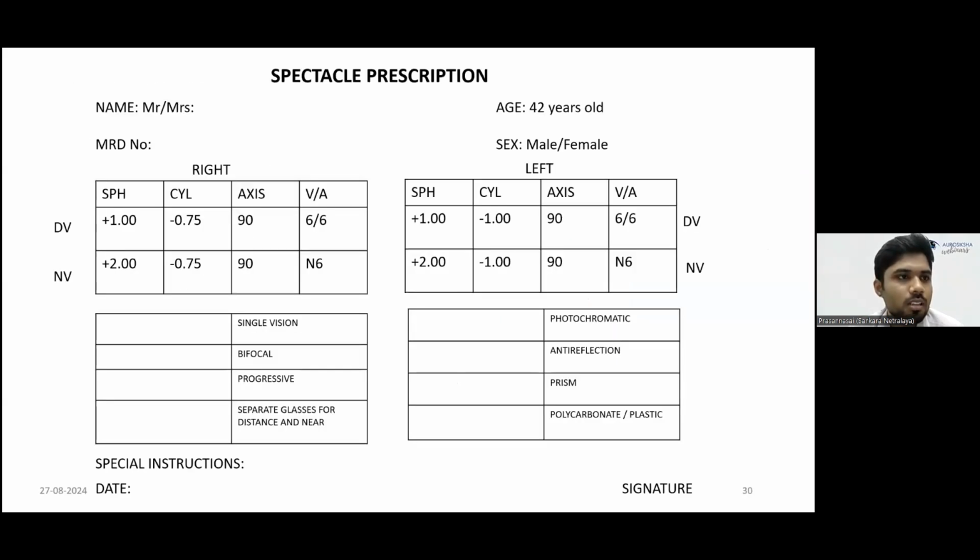So this is an example of how a spectacle prescription should be. It includes the name of the patient, age, male or female, and MRD number if available, the distance prescription and the near vision based on the patient's need, and what type of lenses the patient accepts: single vision, bifocal, or progressives, or any kind of prism corrections, or whether any coatings or photochromics are needed, and special instructions if anything needs to be mentioned in this slide.